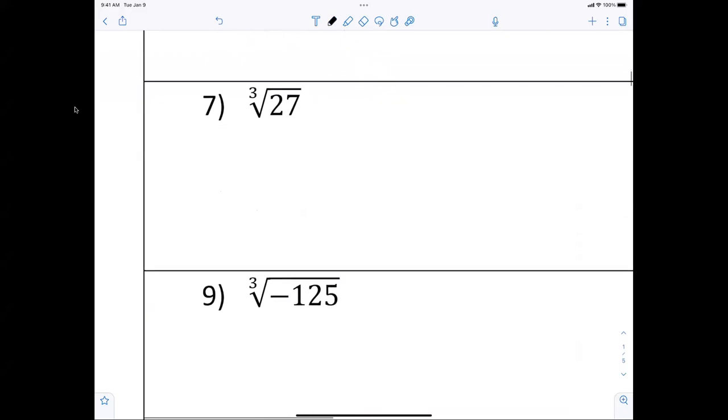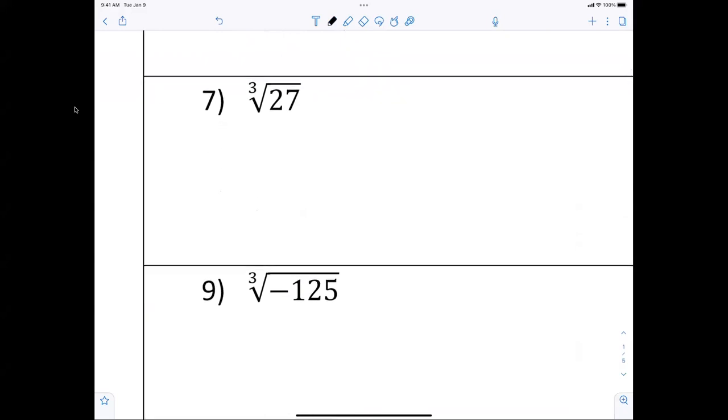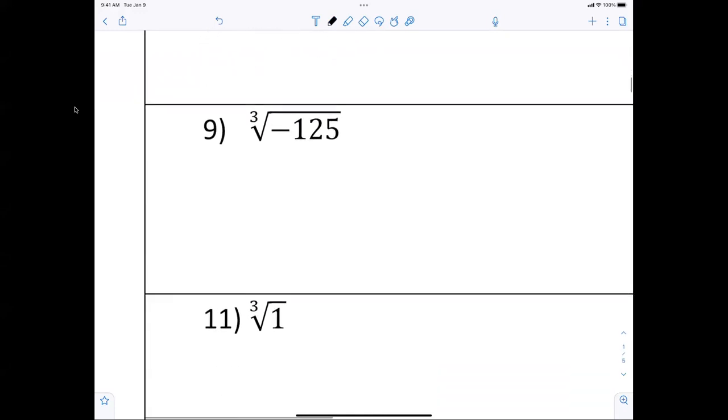Next. Yes, it is. Very smart, girl. The cube root of 27 is 3 because 3 times 3 times 3 is 27. Generally, we do square roots. That means you're doing them in groups of what? 2. Cube roots mean you're doing them in groups of 3. Very good job. All right, Evan, cube root of negative 125.